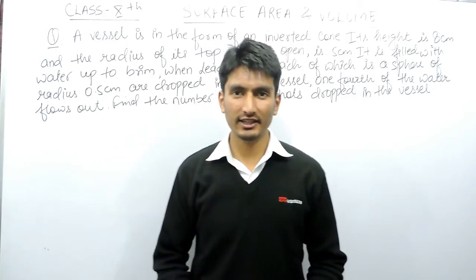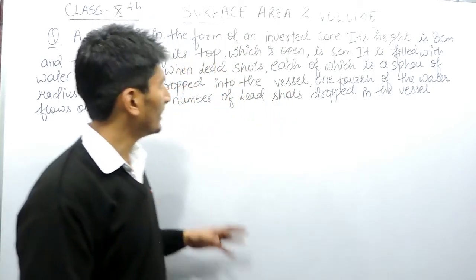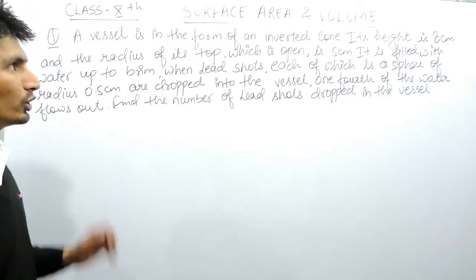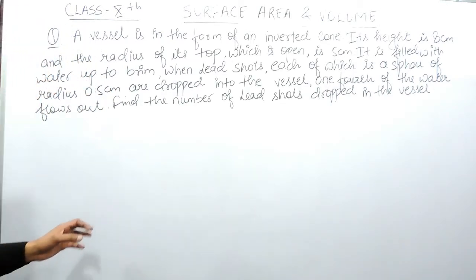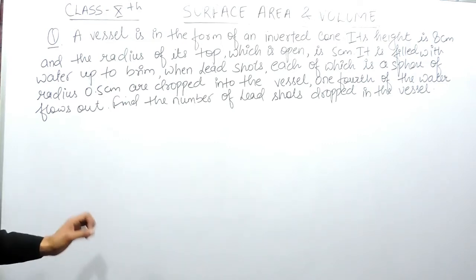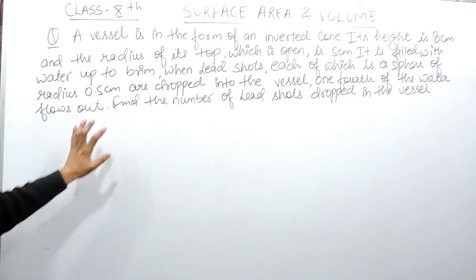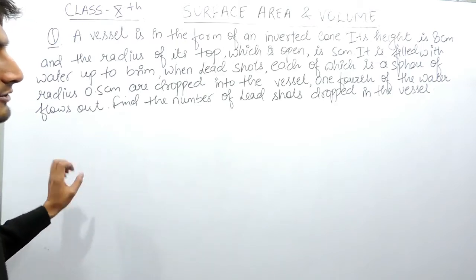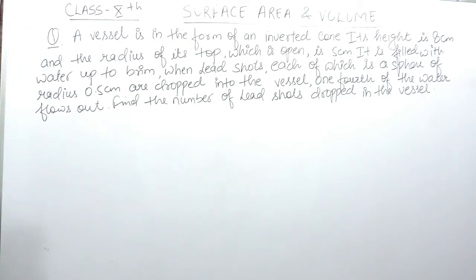Hello everyone, in this video we are going to solve another type of question that may be asked in your SA2. The question says a vessel is in the form of an inverted cone, its height is 8 cm and the radius of its top, which is open, is 5 cm. It is filled with water up to the brim. When lead shot, each of which is a sphere of radius 0.5 cm, are dropped into the vessel, 1/4 of the water flows out. Find the number of lead shot dropped in the vessel.